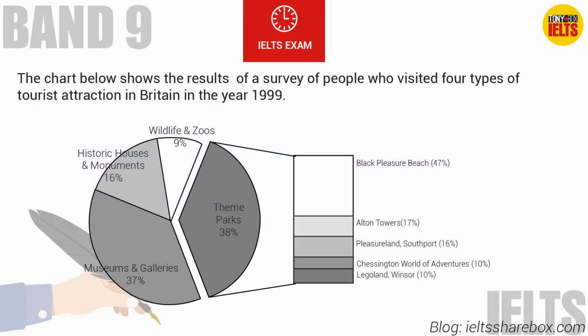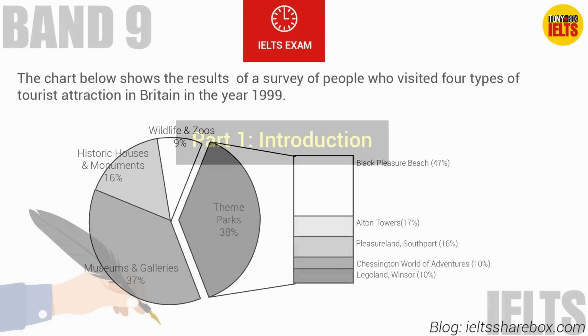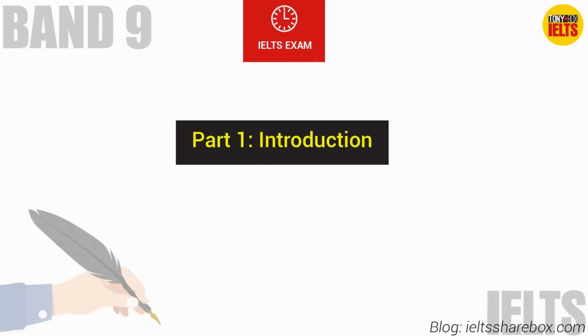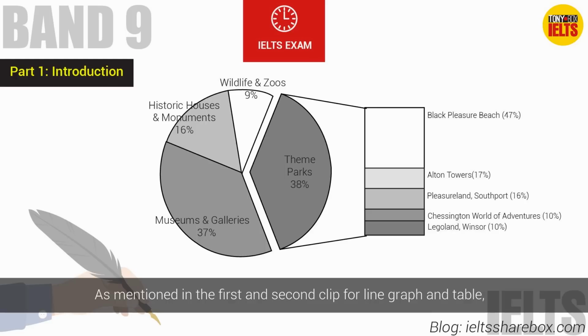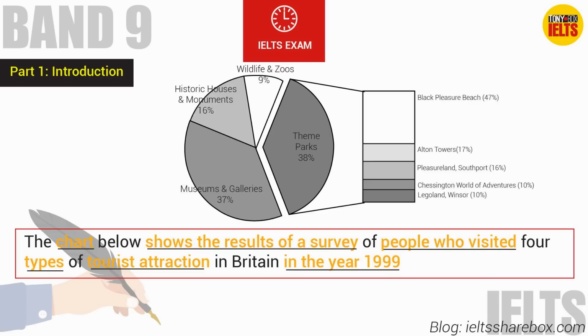The chart below shows the results of a survey of people who visited 4 types of tourist attractions in Britain in the year 1999. Part 1. Introduction. As mentioned in the first and second clip for line graph and table, you can choose some easy words which are underlined below to paraphrase. The chart below shows the results of a survey of people who visited 4 types of tourist attractions in Britain in the year 1999.